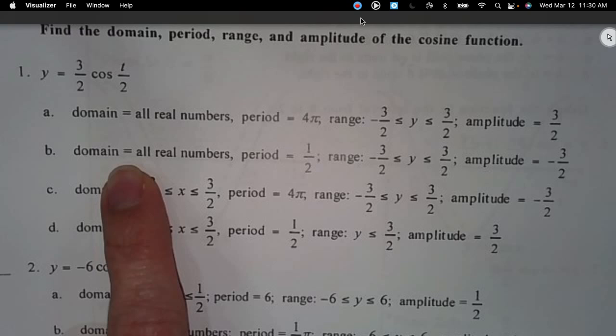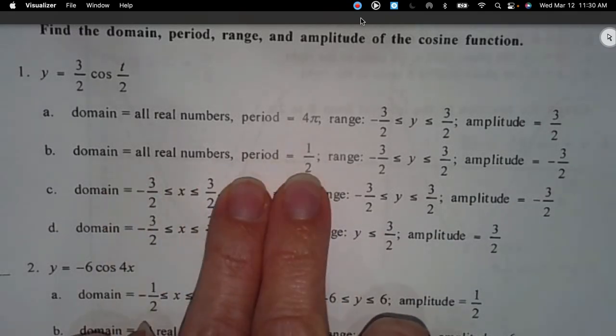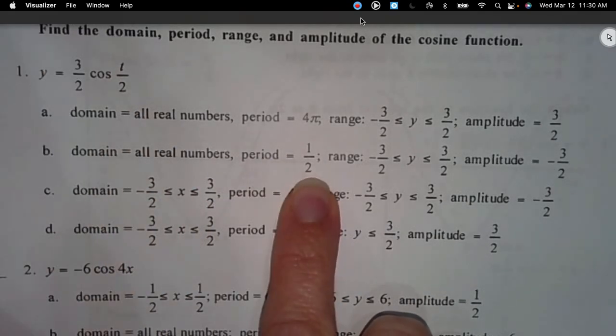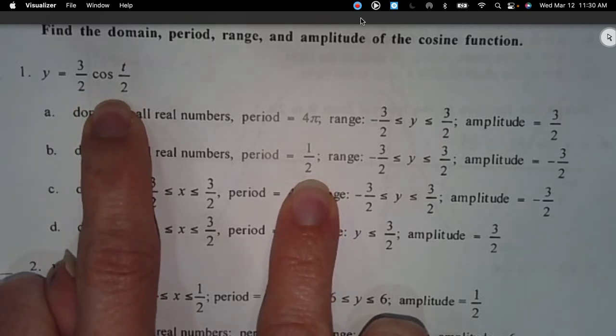Just ignore that big gap where I talk, Chloe. Then the period, you put 2 pi over, that one would be 1/2. That's kind of confusing.